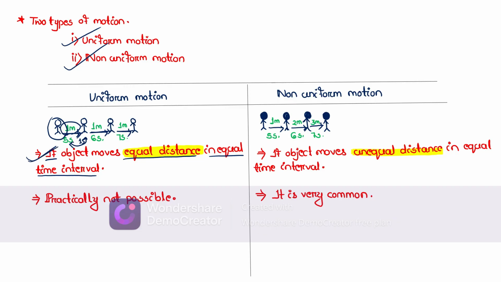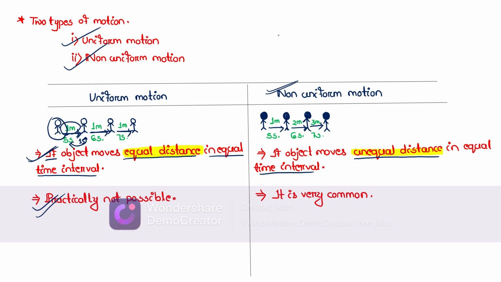But does it exist in practice? No, it is practically not possible, because when we are moving on a road, we will face traffic, highways, villages, speed breakers. All these things we face while traveling somewhere. So uniform motion is practically impossible. You need to know that the practically possible motion is non-uniform motion. Non-uniform motion is just the opposite of the uniform one. If an object does not move equal distances in equal time intervals, then that is called non-uniform motion.